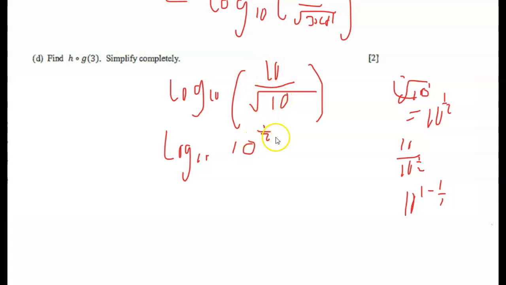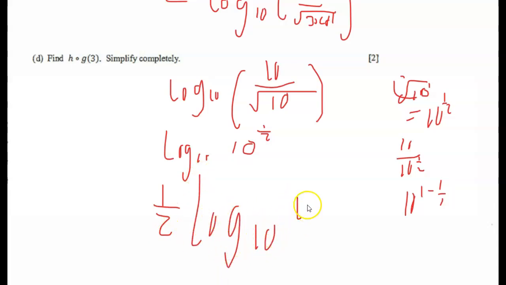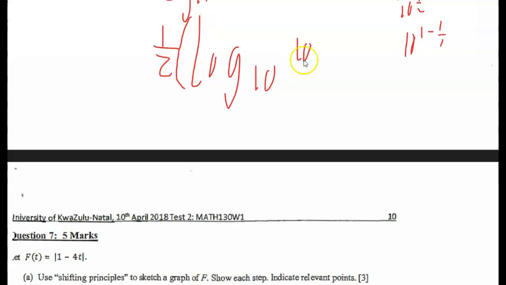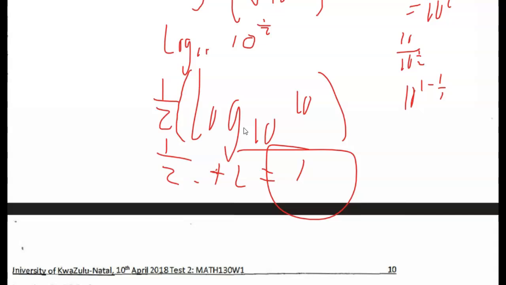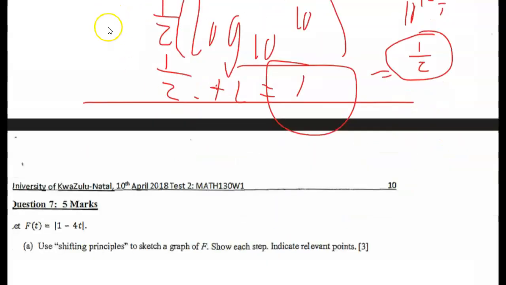Now the log laws. I need to get rid of this half, because log base 10 of 10 I know is 1. The log law says that I can put the exponent in front. So it's a half times log base 10 of 10. And log base 10 of 10 is equal to 1. So it's a half times 1, which is a half, because any number times 1 is itself. So the answer will be a half, and that is my final answer.